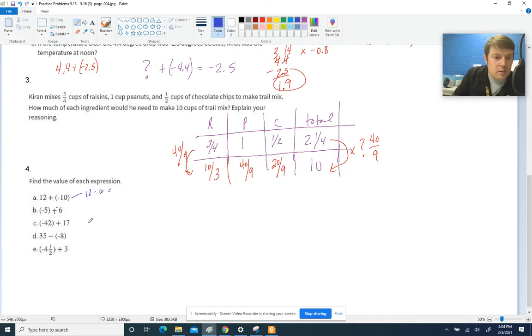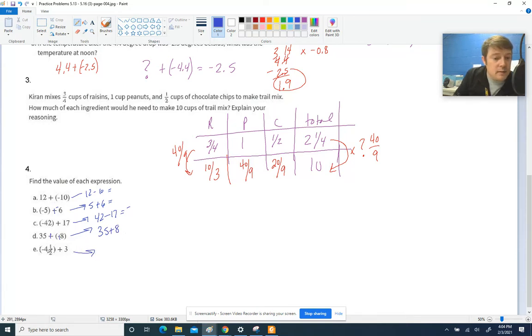Add the opposite here, same signs, so you should be adding 5 plus 6. They're both negative, so you'll get a negative answer. Signs are different here, so you should be subtracting 42 minus 17. And the negatives will win there. They're different, so you'll get a negative answer. Here, you should be adding the opposite, which makes 35 plus 8, and that would obviously be 43.